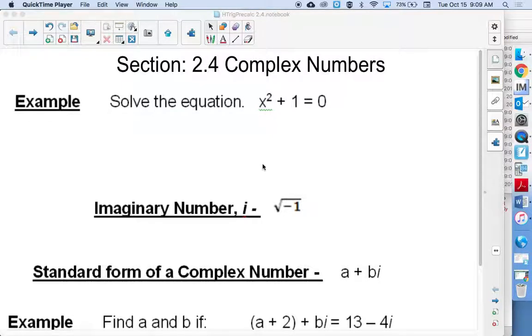How do you solve the equation? Once you subtract the 1 from each side and take the square root. Yeah, so we would subtract the 1 to the other side.